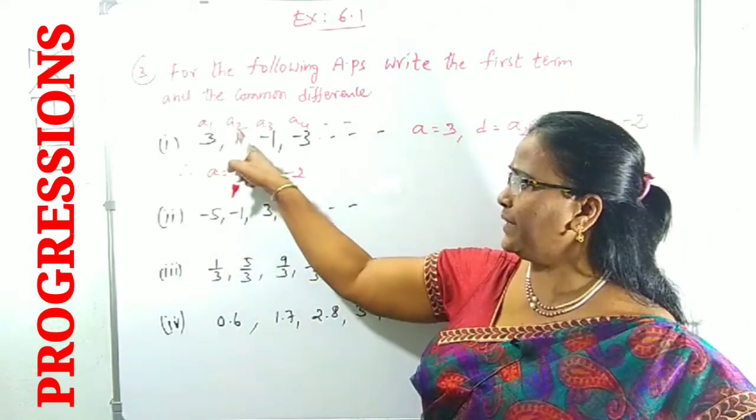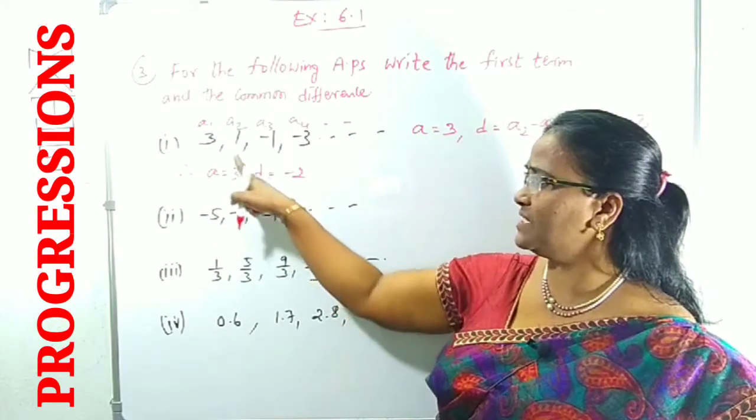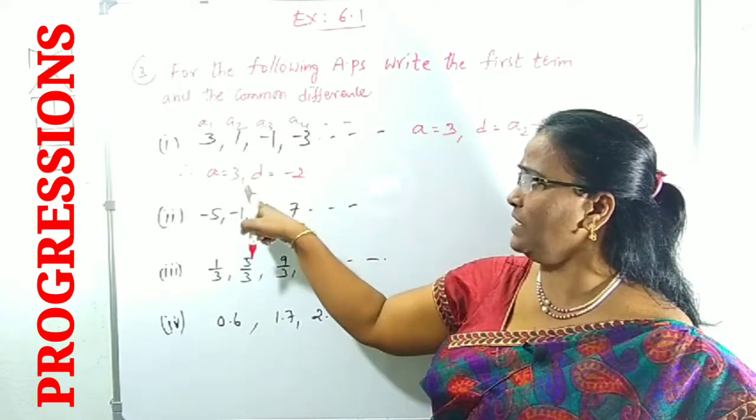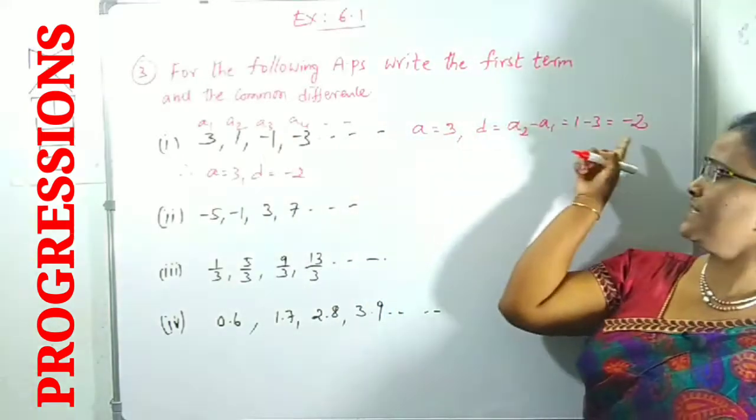అర్థమైందమ్మా? A1, A2, A3, A4 ఇచ్చాడు. మనకి ఏ అంటే ఫస్ట్ టర్మ్ 3 అని తెలుసు. డి ఎలా వస్తుంది? సెకండ్ టర్మ్ నుంచి ఫస్ట్ టర్మ్ రిమూవ్ చేయాలి. వాటి సెకండ్ టర్మ్ ఇయర్ A2 ఈజ్ 1. 1 minus A1, that is 3. 1 minus 3 is minus 2.